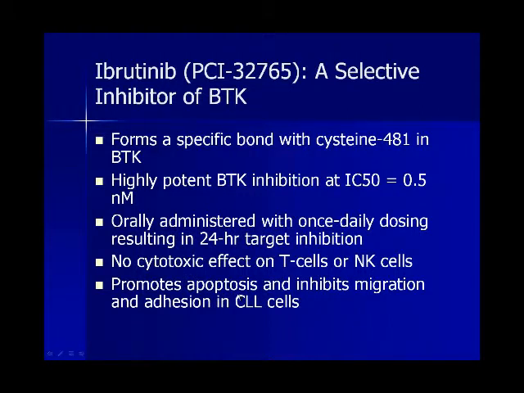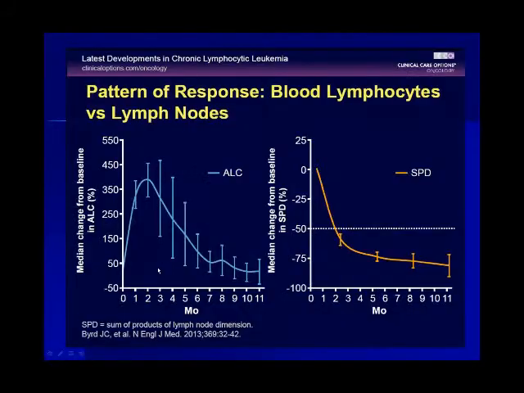It promotes apoptosis, which is a fancy word for cell death, and also interferes with the adhesion, the sticking of these leukemia cells in the bone marrow and in the lymph nodes, and also the migration, the movement of the leukemia cells around the body. So it has some strange behaviors. If you start on this Ibrutinib tablet, this is your lymphocyte count, and when you first start treatment, in fact, your white count goes up. You can see here it can increase from 50% to 450%.